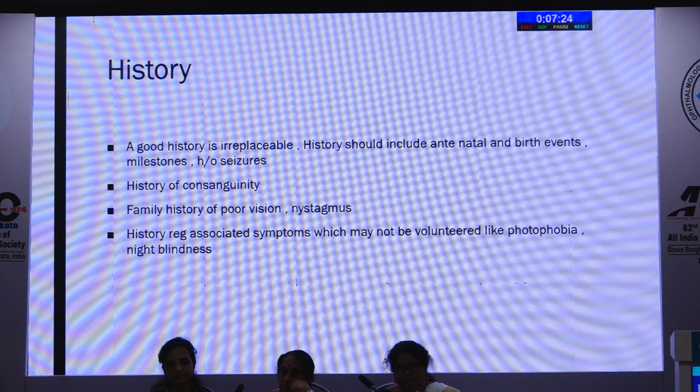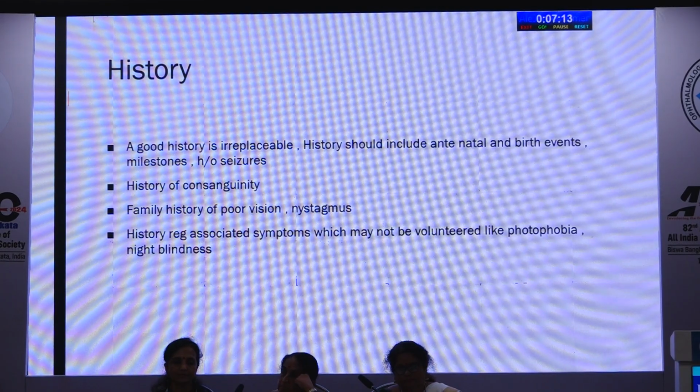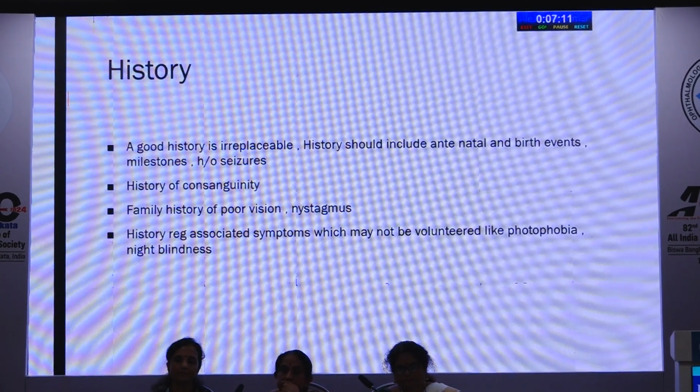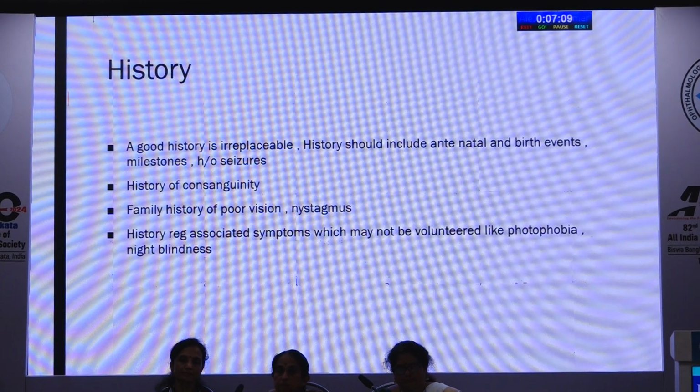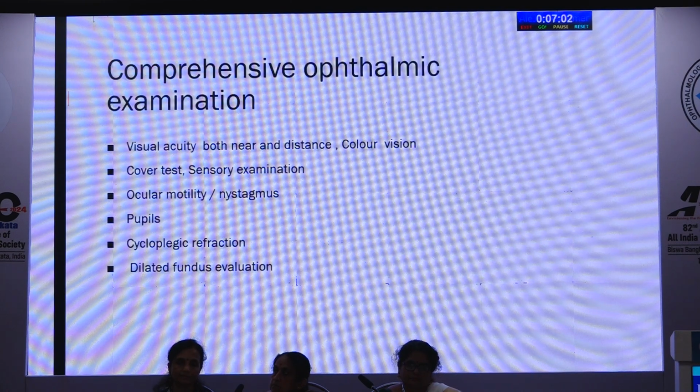So good history is irreplaceable, and history should include all these points: history of consanguinity, family history of first degree relatives of poor vision and nystagmus. This is often not volunteered, but if you ask, you might get the history, and that almost tells you the diagnosis straight away. Similarly, symptoms which may not be volunteered are photophobia and night blindness, which unless you ask a guided question, they are not going to tell you.